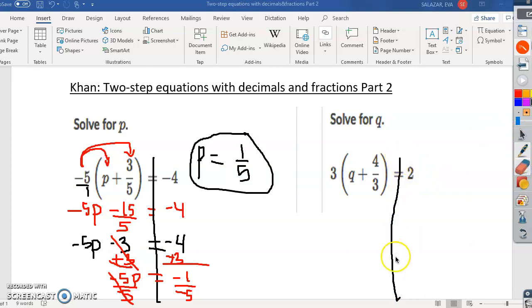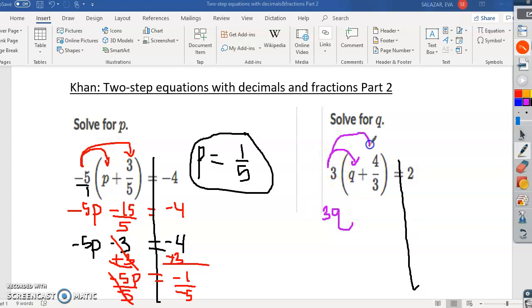Next one here, we're going to go ahead and start by distributing in the equation. Let me try to make this a little bit better, a little bit more straight. Better. Okay, same thing, distribute. So 3 times q, 3q. 3 times 4 over 3. 3 times 4 is 12. And remember, this is like having a 1, so plus 12 over 3. And eventually we can get rid of that fraction and put 4, but one step at a time.